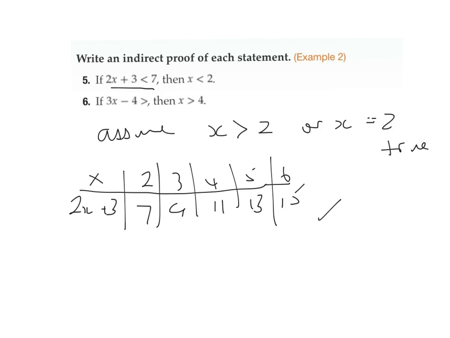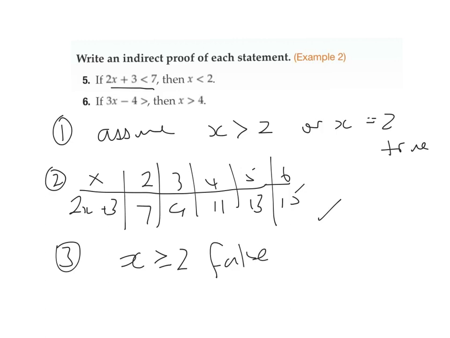So in step 3, in theory, there's step 1, and I'm doing this exactly like the example. There's step 2. And step 3 is, in both cases, the assumption leads to the contradiction of the given information that 2x plus 3 is less than 7. Therefore, the assumption that x, don't forget x, is greater than or equal to 2 must be false. So the original conclusion, that x is less than 2, must be true.